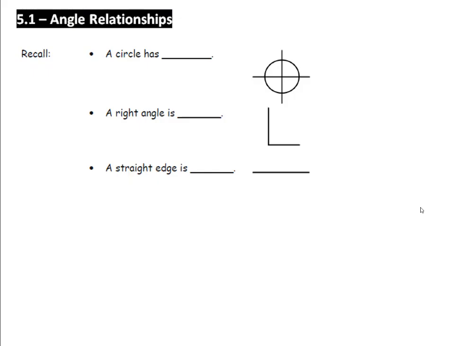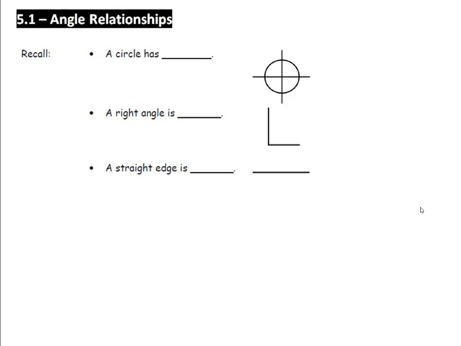This is Mr. Smith, and this is a new unit. We're starting Unit 5. It has everything to do with geometry. Our first real dive into geometry. We're going to be dealing with a little bit of geometry in both Unit 5 and Unit 6. This one is more about angles, so Unit 5 is about angles. This lesson is 5.1, Angle Relationships.